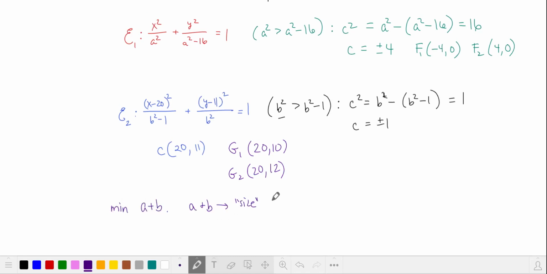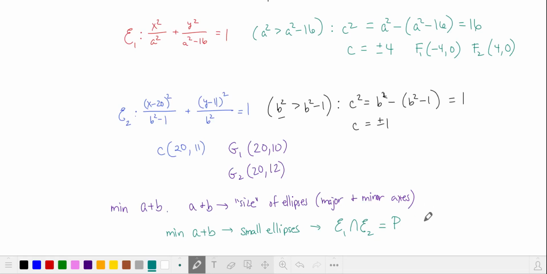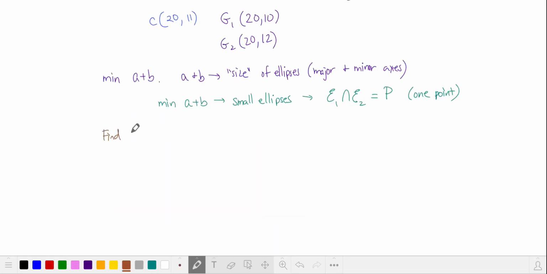A and b roughly determine the size of our ellipses, so if we want to minimize a plus b, we want these ellipses to be as small as possible, but still intersect each other. So we'd like the intersection of our two ellipses to be 1 point, or tangent to each other. So we're going to try to find a single point P that is on ellipse 1 and on ellipse 2.